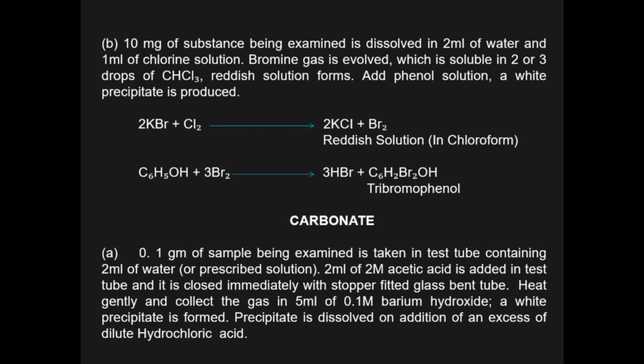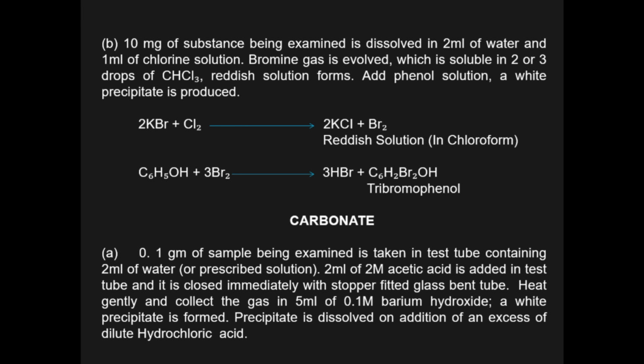In another method, 10 mg of the substance being examined is dissolved in 2 ml of water and 1 ml of chlorine solution. Bromine gas is evolved, which is soluble in 2 or 3 drops of chloroform. A reddish solution forms. Add phenol solution, and a white precipitate is produced. 2 molecules of potassium bromide react with a chlorine molecule to give 2 molecules of potassium chloride, and the bromine in the form of vapors is eliminated here. A reddish solution is formed when you dissolve this in chloroform. Phenol plus bromine gives hydrogen bromide and tribromophenol.